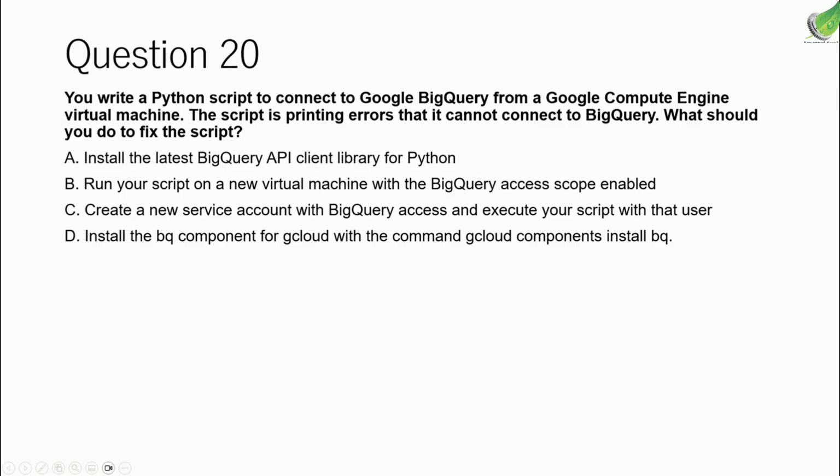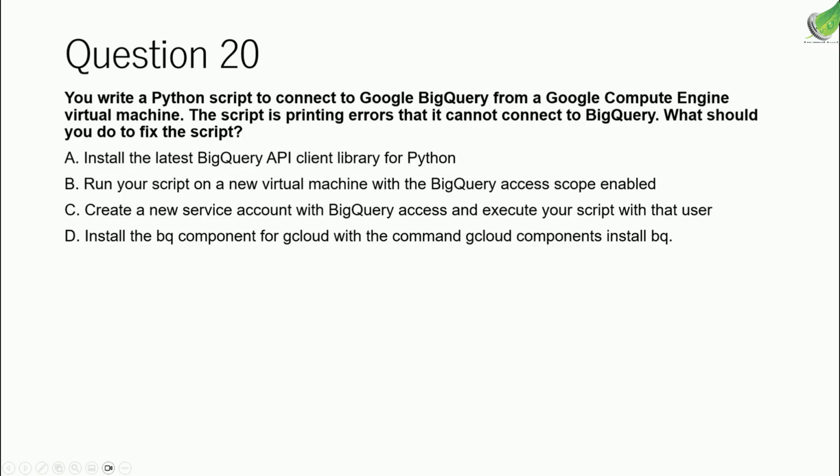Option B is also incorrect. Using access scopes on a VM is an older, less secure method for granting permissions. The modern, recommended best practice is to use granular IAM roles assigned to a service account. Access scopes are often too broad and less flexible. Furthermore, this solution requires creating a whole new virtual machine, which is disruptive and inefficient.